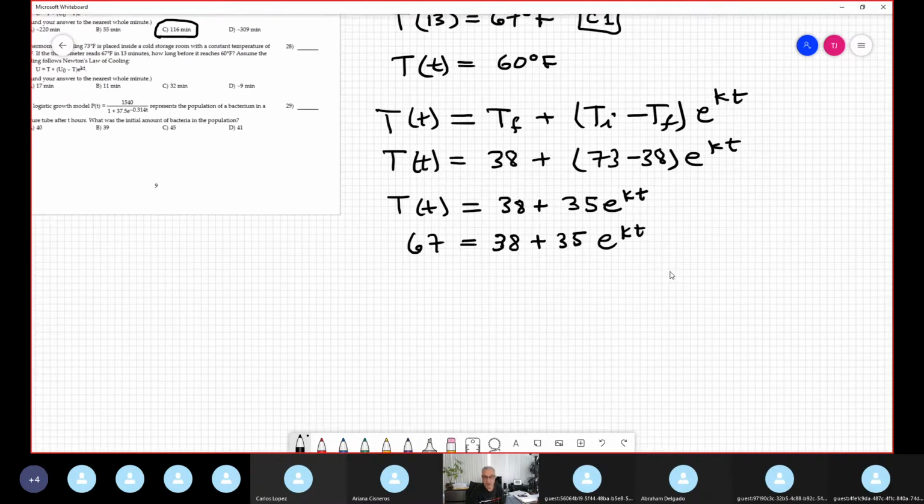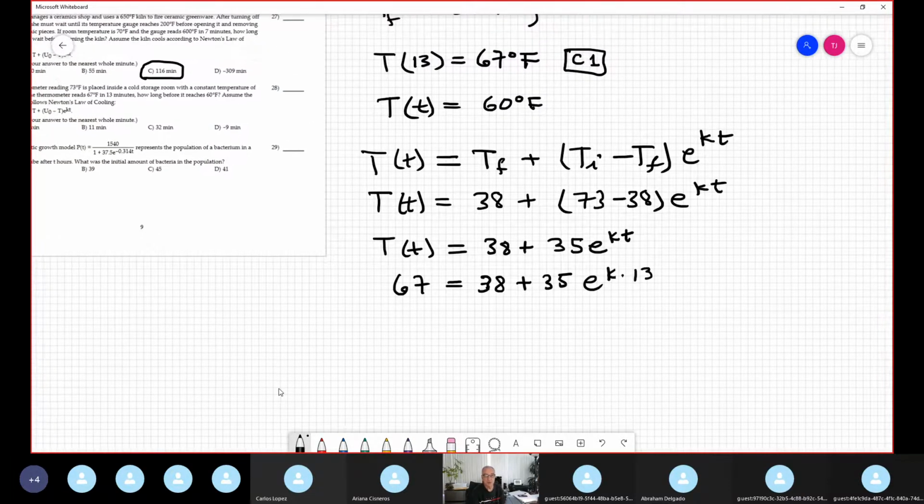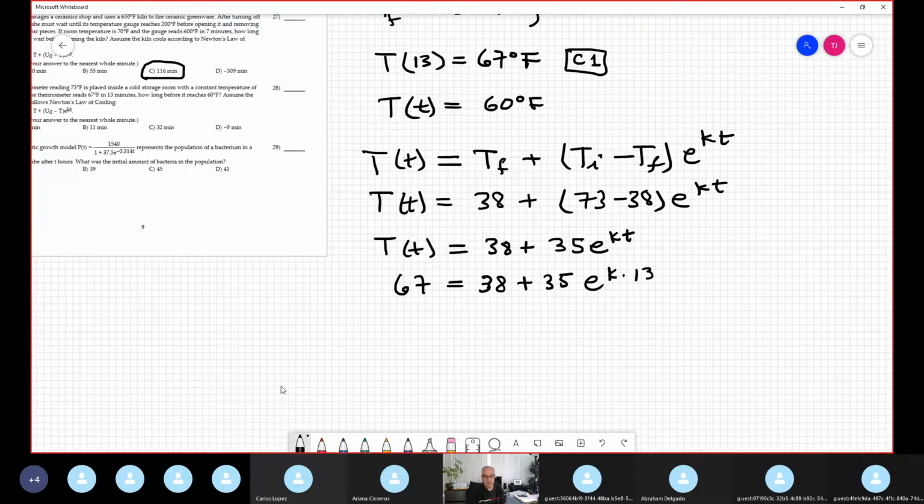Isolate k. No, sorry. At this moment, I replace the time for that condition. Okay, 13, no? Boom, 13. Let me show you here, over there. Okay, super. Now 67 minus 38 divided by 35 is equal to e to the 13k. I prefer to put the coefficients in the front. I don't know why. I like that.